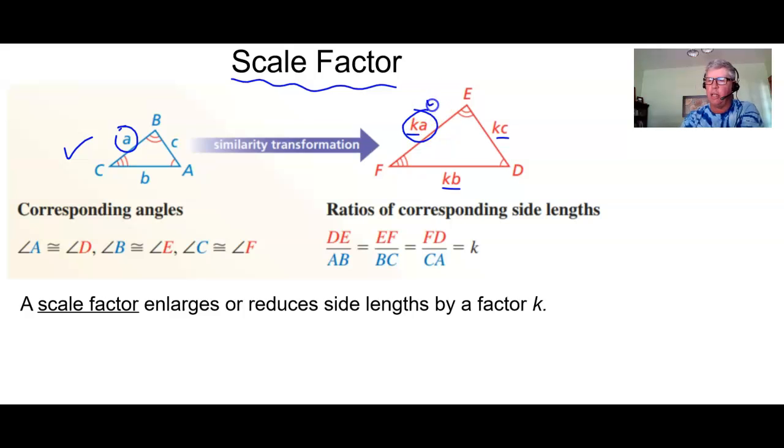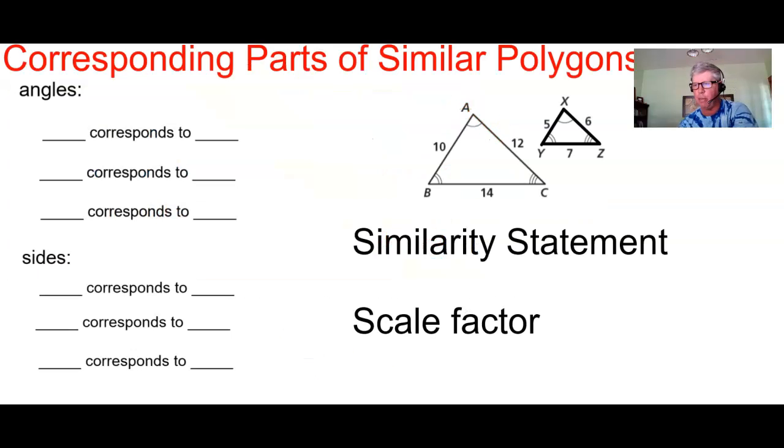So if I take this length right here, KA, and I take its corresponding length, A, the A's cancel, I'll get the scale factor. I will produce what I'm multiplying all the sides by. And you're like, well, no kidding, Mr. Sayers, that's what we said we were multiplying by. But when we're working with numbers, sometimes it's not so easy to see what K is. Let's do an example.